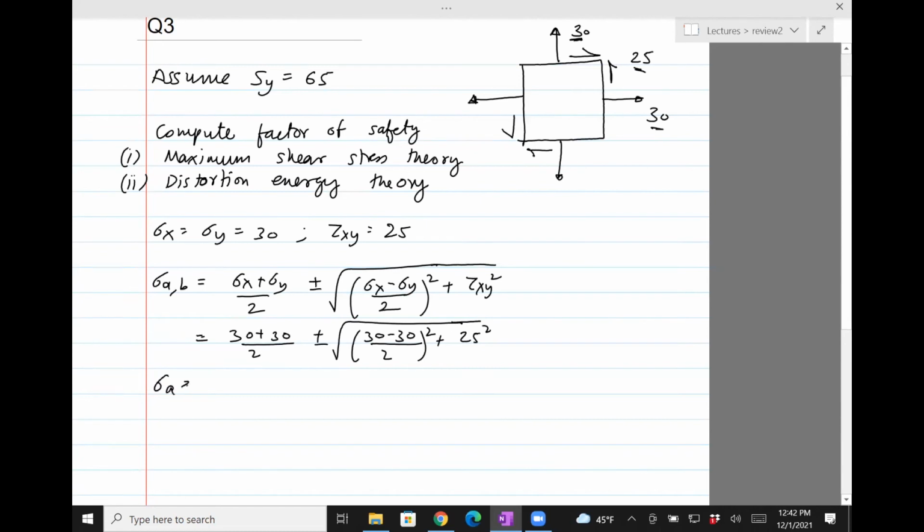So from that, you can pick one for sigma A, pick one for sigma B. So it actually comes out to be 30 plus or minus 25. So one of the stresses is 30 plus 25, which is 55.